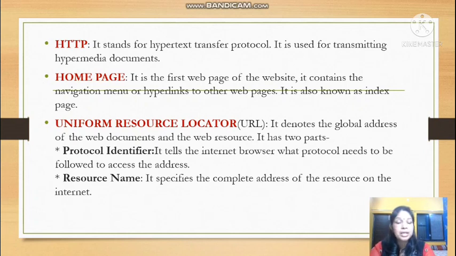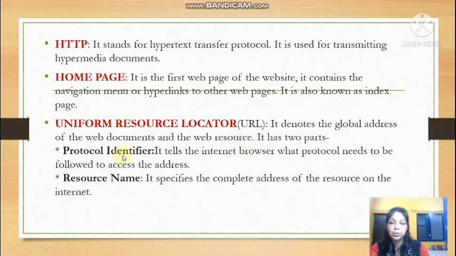Next is home page. Every website has one first page, and that first page is known as the home page, where different types of links to other web pages will be shown. Next is uniform resource locator. The address of any website is known as URL, which stands for uniform resource locator. It denotes the global address of the web documents and the web resource.